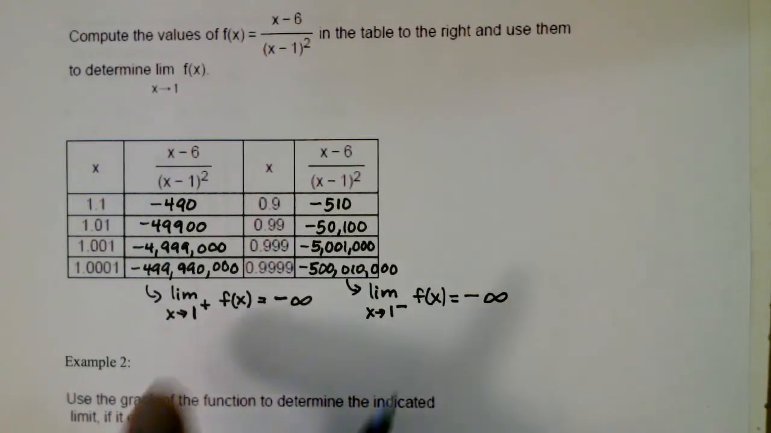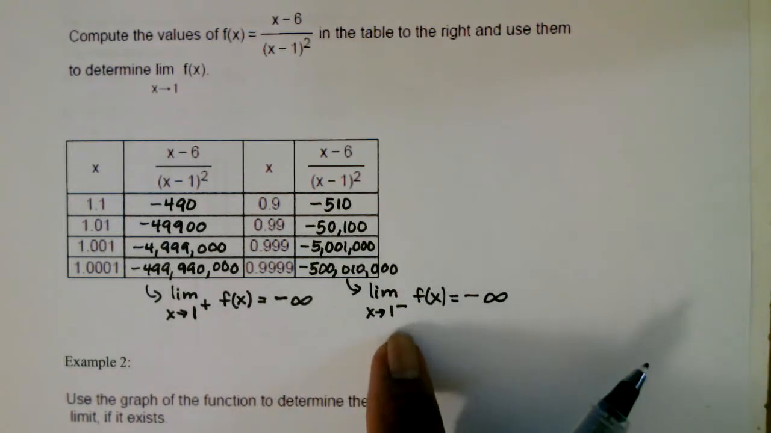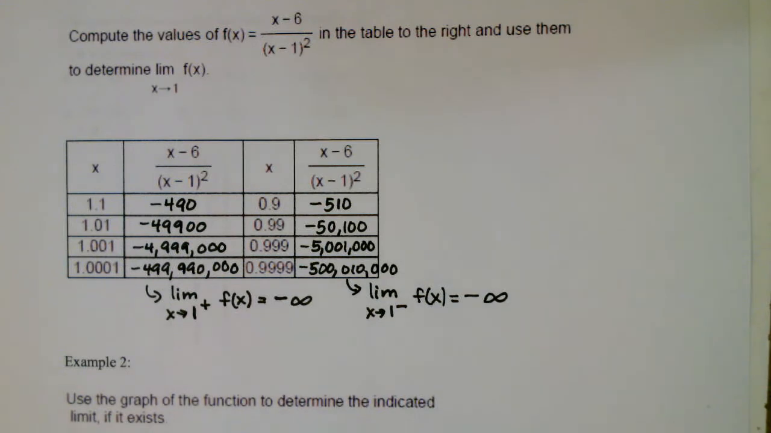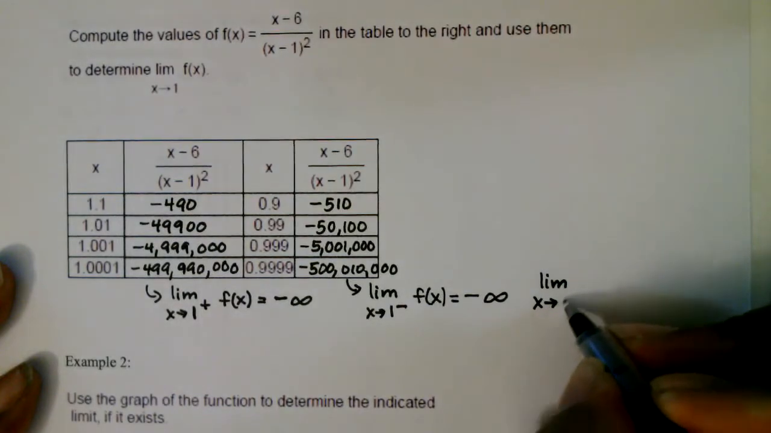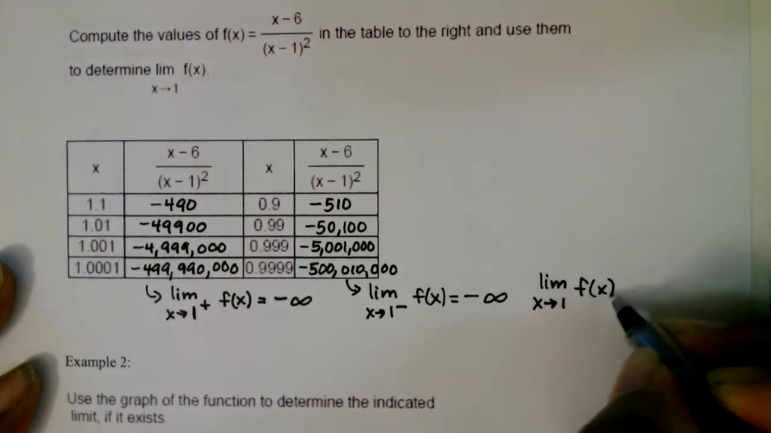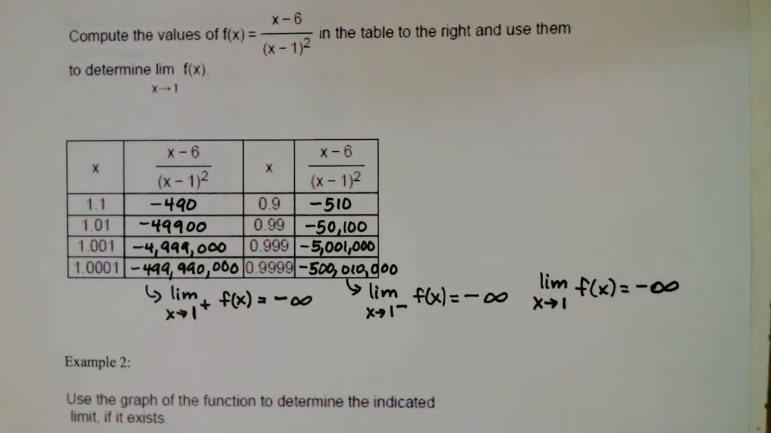Now notice from the left of 1, the limit approaches negative infinity, and from the right of 1, the limit approaches also negative infinity. So that means that the limit as x approaches 1 of f of x will be negative infinity, because from the left and from the right, the values of f of x as we let x approach 1 will be getting smaller and smaller and smaller. Negative infinity.